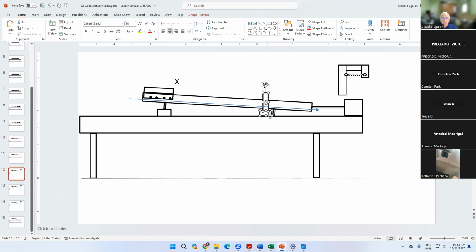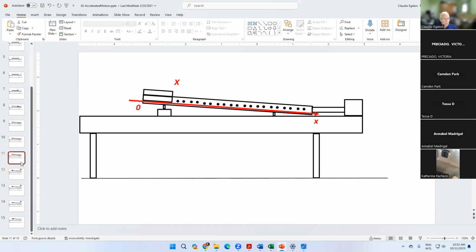we are going to use a device called the photogate. Okay. And this photogate is going to be placed at a position Y, big Y. I'm going to explain what this photogate is all about. Not everybody knows.